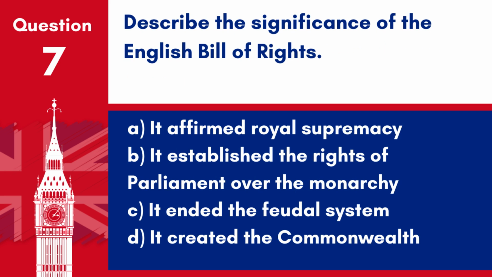Question 7. Describe the significance of the English Bill of Rights. A. It affirmed royal supremacy. B. It established the rights of Parliament over the monarchy. C. It ended the feudal system. D. It created the Commonwealth. Answer. B. It established the rights of Parliament over the monarchy. The English Bill of Rights in 1689 limited the powers of the monarchy and established certain rights of Parliament, further shaping the system of government in England.